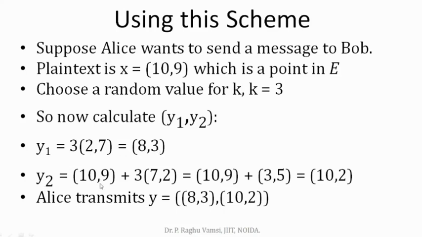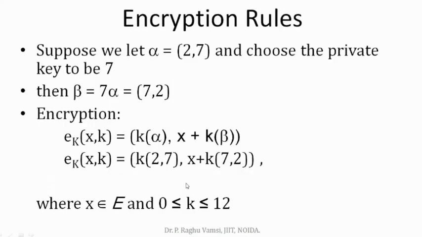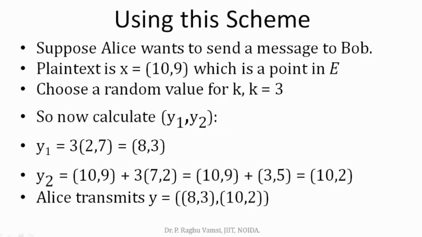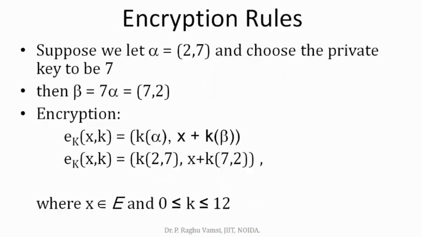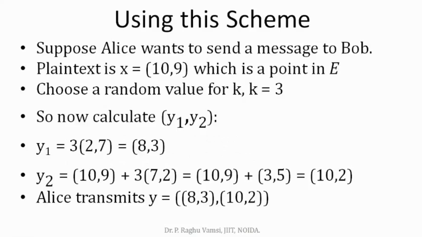y2 is equal to (10,9), this is the x value, plus 3 of k of (7,2), which is equal to (7,2). So here I have typed mistakenly. Instead of (7,2), it should be (8,3).